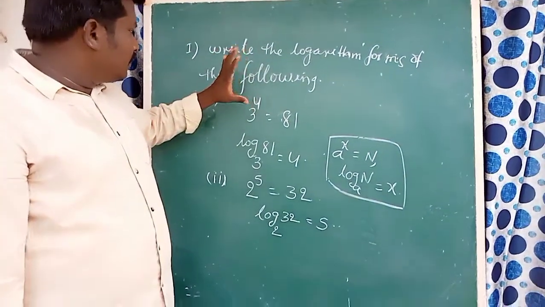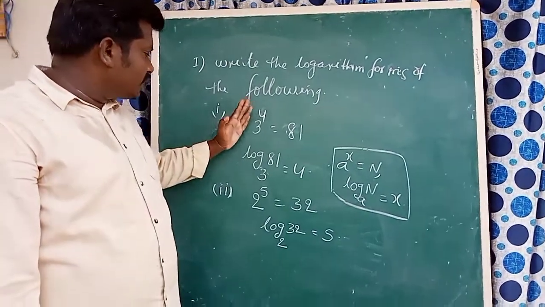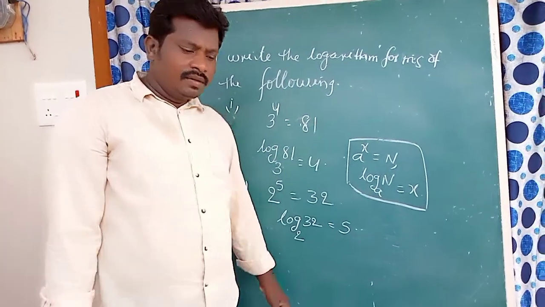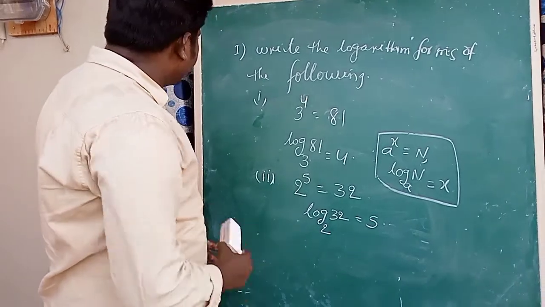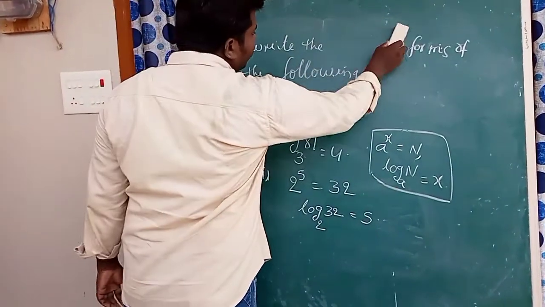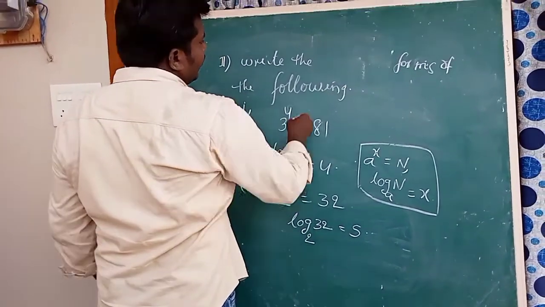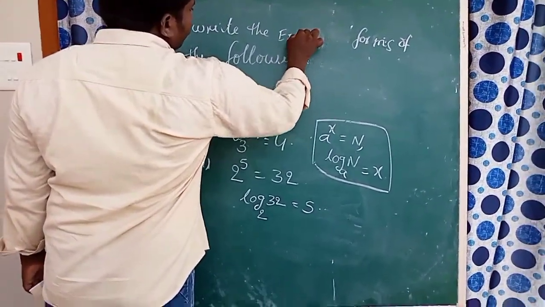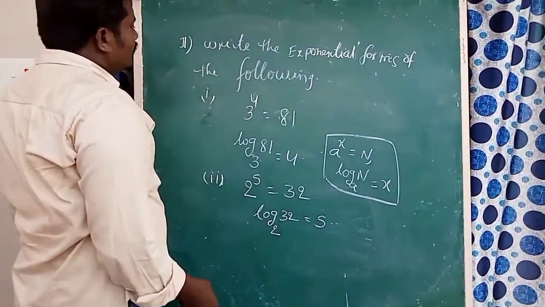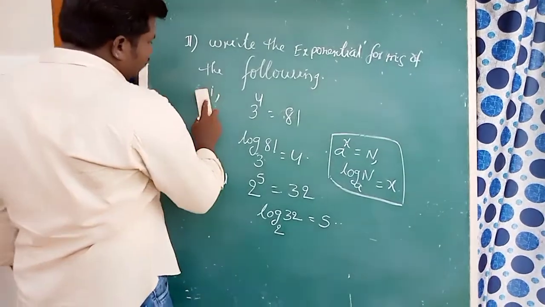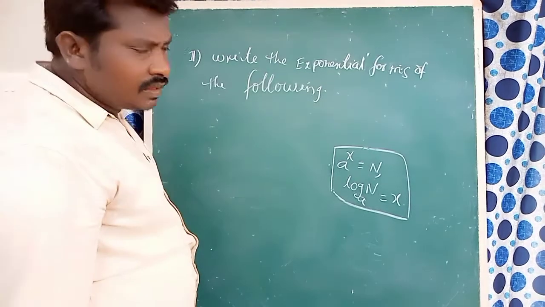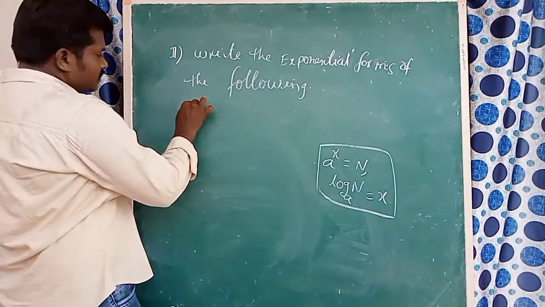Here the exponential form is converted into logarithmic form. So that is completed. Now see, the second example: write the exponential forms of the following. For this one also, we will see two more examples.